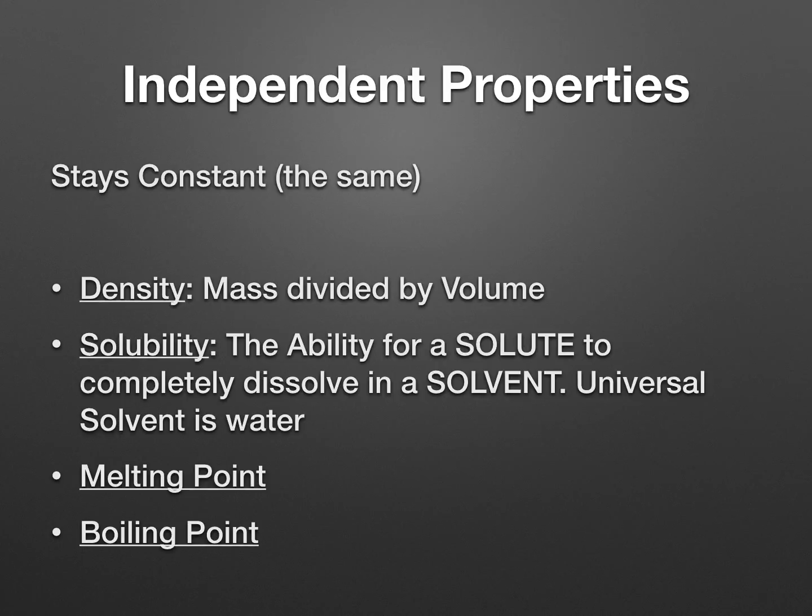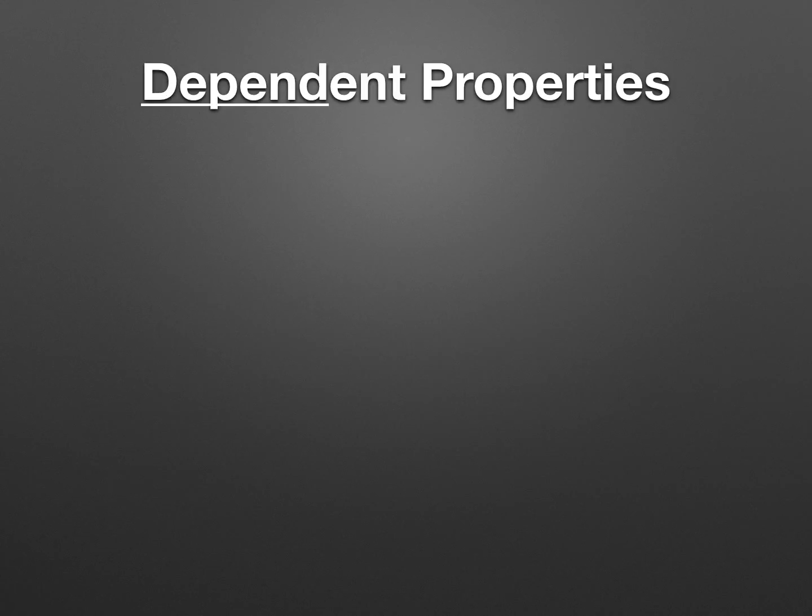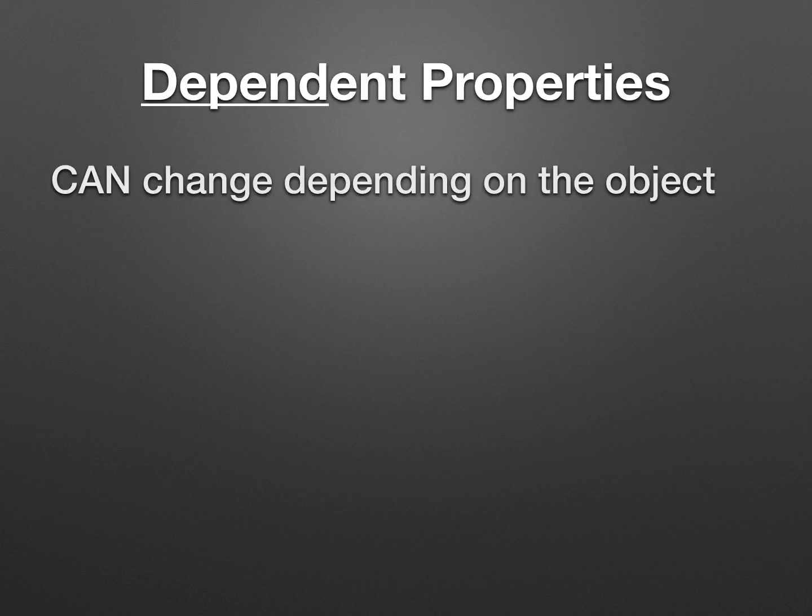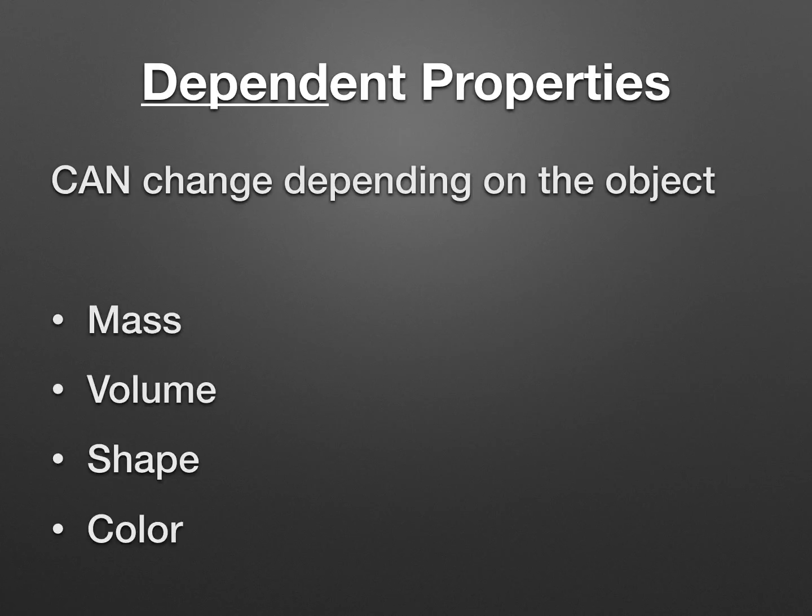The last one would be the opposite of independent properties, which are dependent properties. These can change depending on the object. So no matter if it's all gold, these things will change. I think I screwed up before. I think I said these are the ones we learned before. These are actually the ones that we learned in our prior notes in Matter 2. So these are dependent. These are mass, volume, shape, and color.